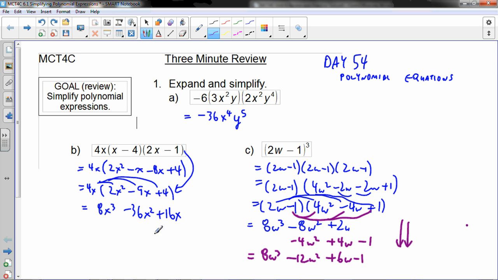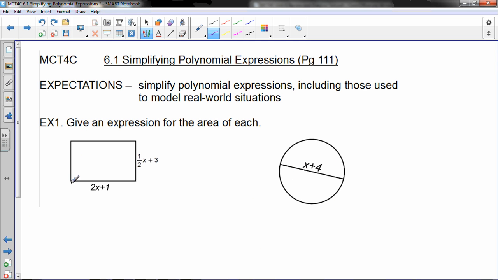The lesson actually is pretty much this, just practice expanding. Expectations: simplify polynomial expressions, including those used to model real-world situations. We won't see too many real-world situations in the first bit, but we'll see what's up here soon. We have an expression for the area of each. Well, we know the area is just length times width. In this case, the length is 2x plus 1, and the width is a half x plus 3.